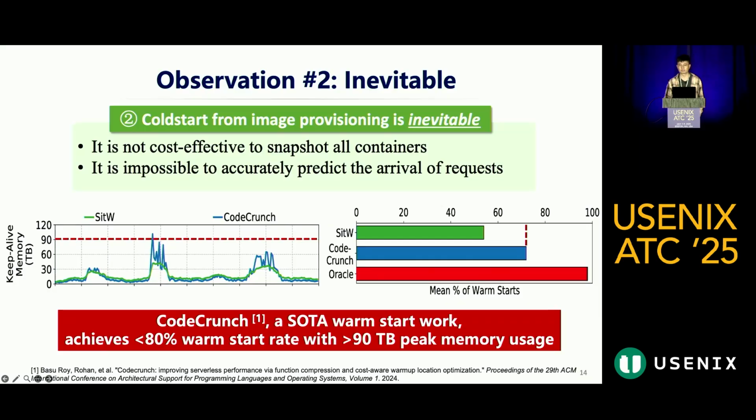This leads to our second key observation: cold start from image provisioning is inevitable. First, caching all container images is not cost-effective. For example, CodeCrunch, a state-of-the-art warm start system, consumes up to 90 terabytes of memory to achieve just an 80% warm start rate. Second, accurate request prediction is inherently difficult and requires significant data storage and training cost for prediction models.